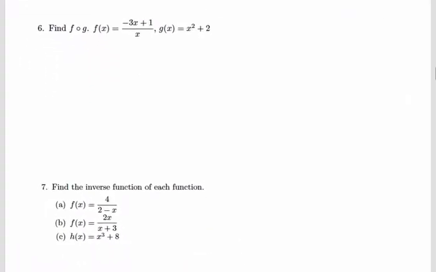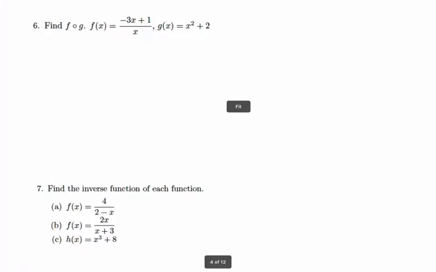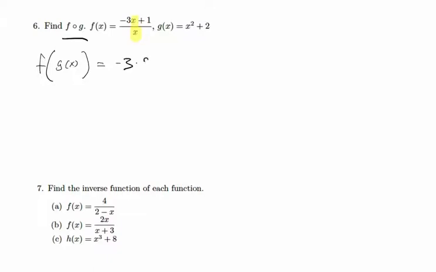So let's look at number 6. This is find the composite function. So here we want to find f composite g. That means f of g of x. So that means instead of input x, I'm plugging in the entire g of x as an input. So let me highlight it. Instead of x right here, I'm plugging in g of x. So I'm just going to write negative 3 times g of x plus 1 over g of x, like this.